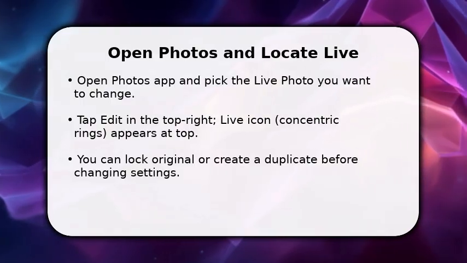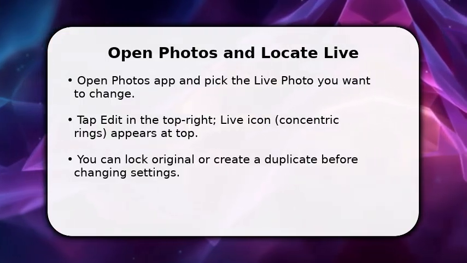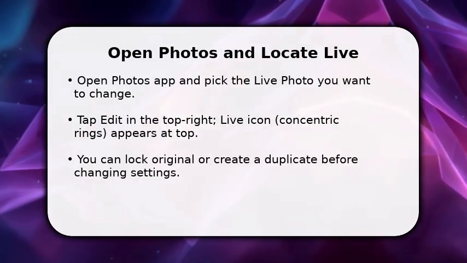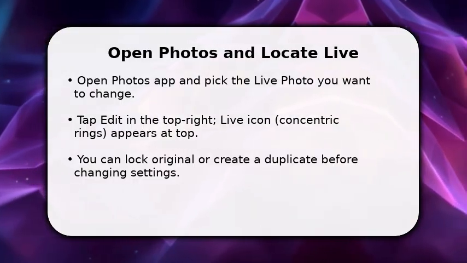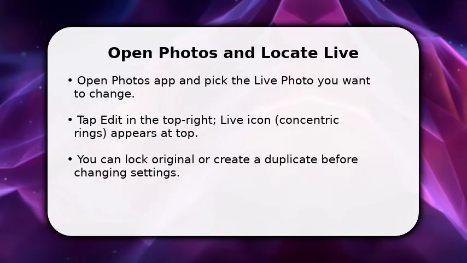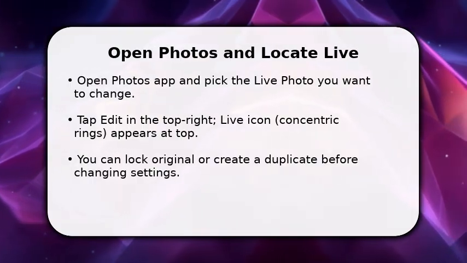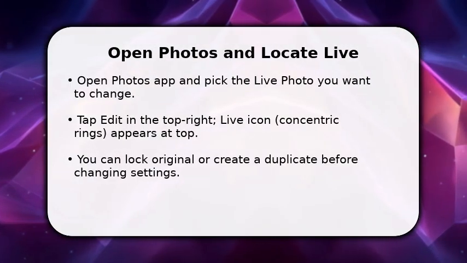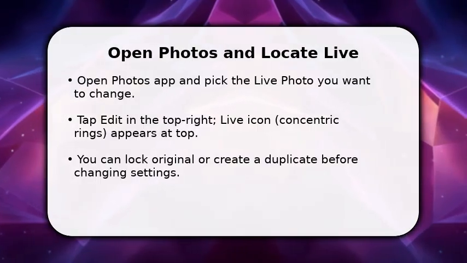If you might want the original later, make a duplicate first. This preserves the moving version. Once the live icon is visible, you're ready to change its state. You do this because disabling live reduces file size and keeps a static still for sharing or faster performance.